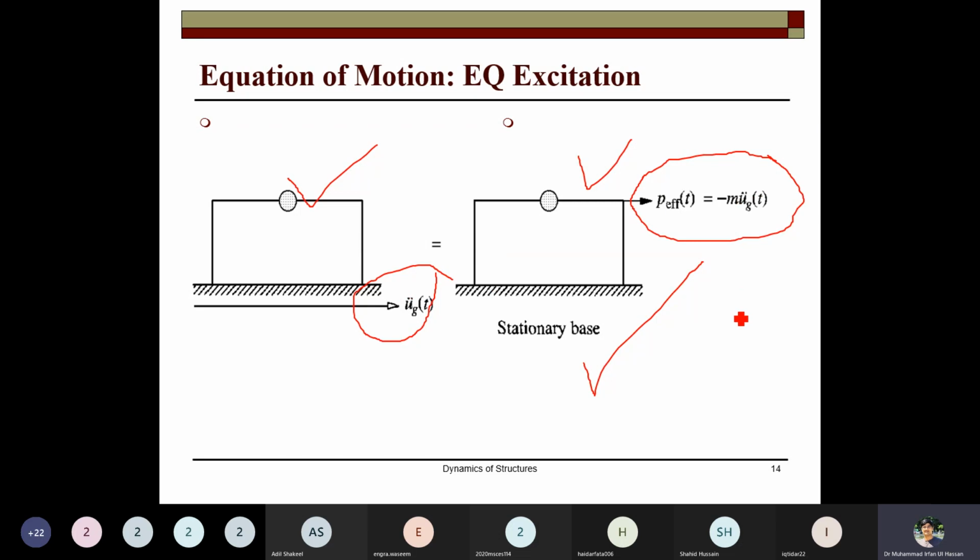Therefore, this is the equation of motion for the case when the building is subjected to the ground motion. Ground motion is of two types. The first case that I discussed now is translation, because ground motion is basically in one direction. Sometimes there is a movement, sometimes there is a ground rotation, base rotation also. This case was about the ground translation, and the next case will be the ground rotation.